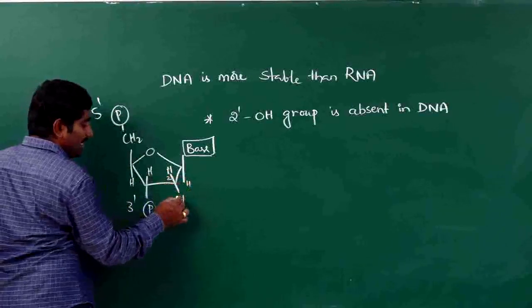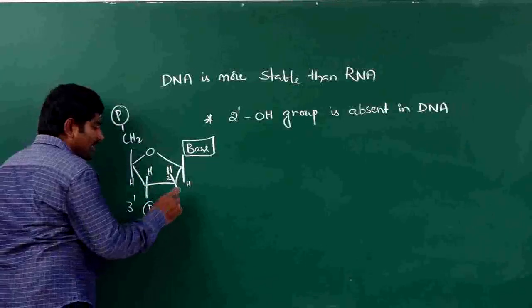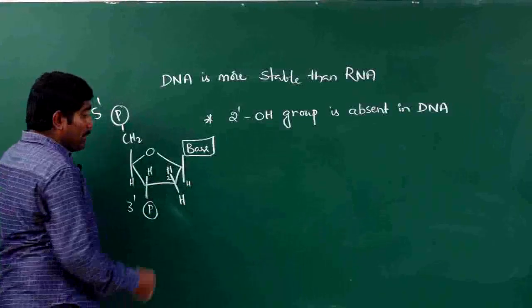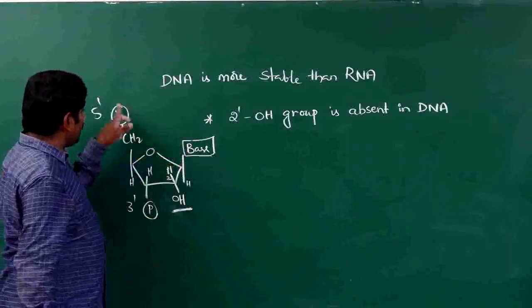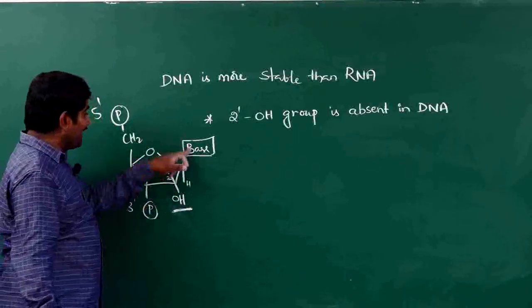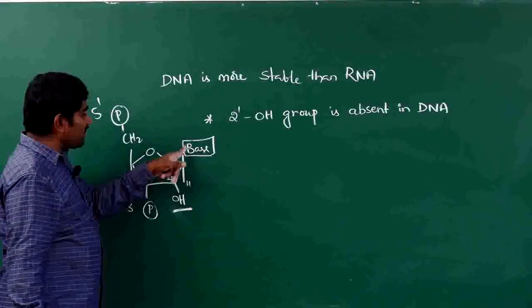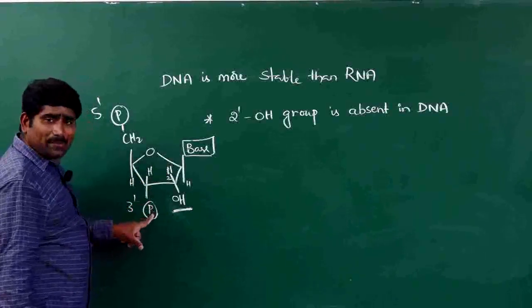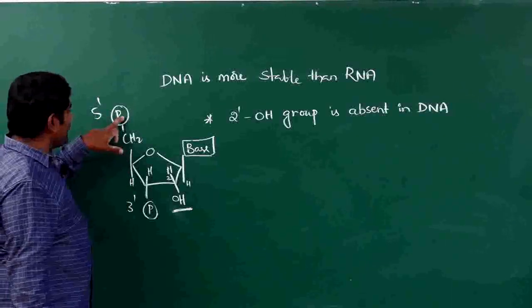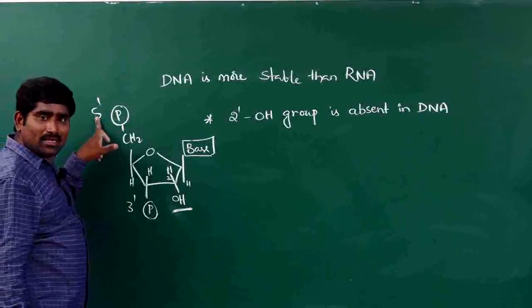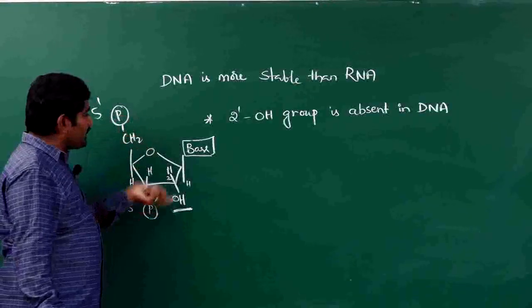At the second carbon, generally one OH is present, which means it is RNA. If OH is not there and only hydrogen is there, it is DNA. The OH group at the second position is a free OH group. There are a total of 4 OH groups in ribose sugar, and 3 are replaced by 2 phosphates and 1 base. One base replaces the OH group at the first carbon, another phosphate replaces the OH group at the third carbon, so it is 3', and one OH group is replaced by another phosphate at the fifth carbon, so it is called 5'.